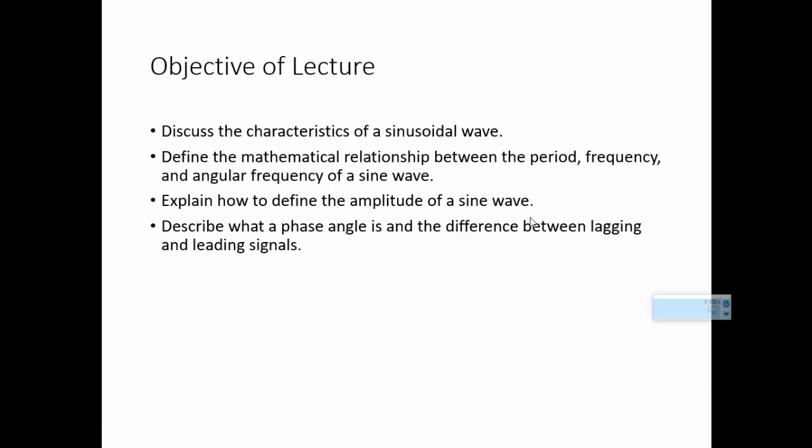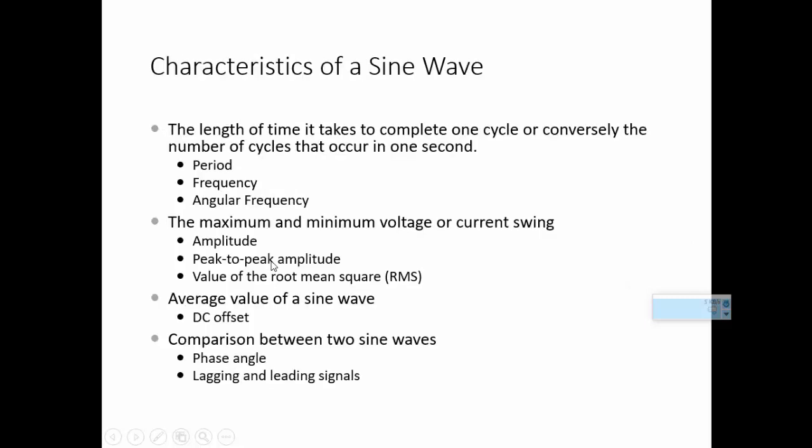Now, what we're going to do is discuss the characteristics of a sinusoidal wave, define the mathematical relationship between the period, frequency, and angular frequency of a sine wave, explain how to define the amplitude of a sine wave, and describe what a phase angle is and the difference between lagging and leading signals. When we talk about the characteristics of a sine wave, we mean the length of time it takes to complete one cycle, or conversely, the number of cycles that occur in 1 second.